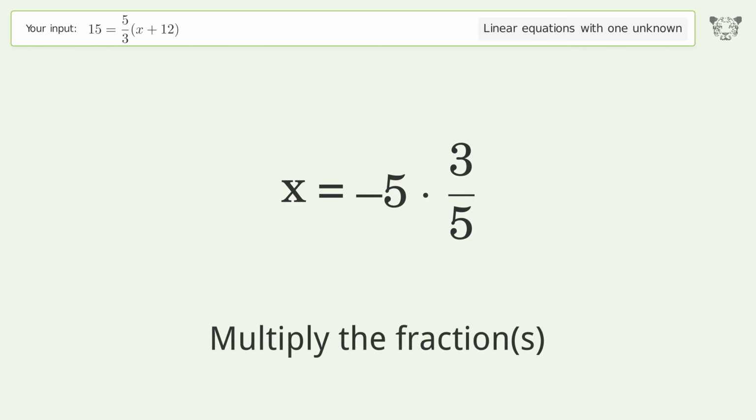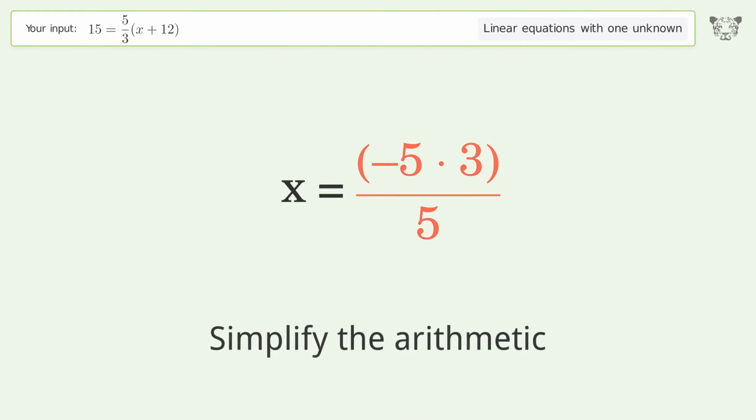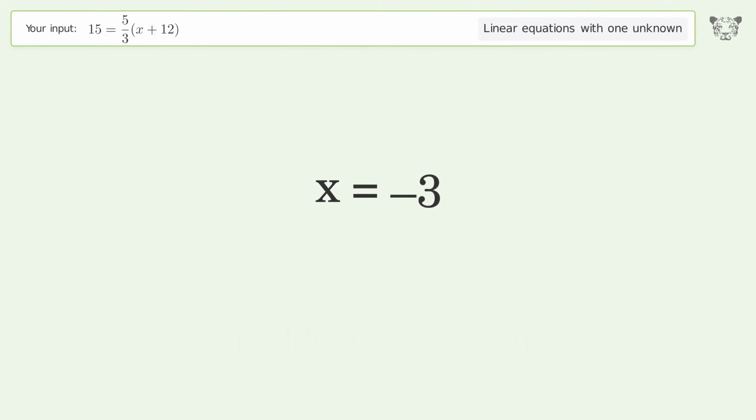Multiply the fractions. Simplify the arithmetic. And so the final result is x equals -3.